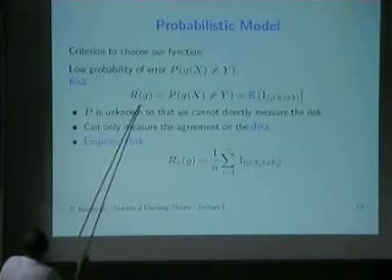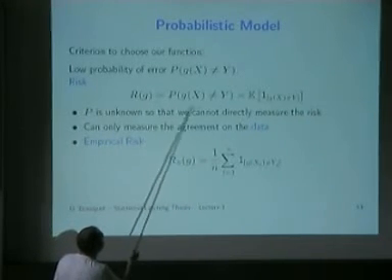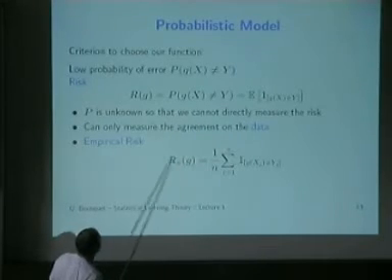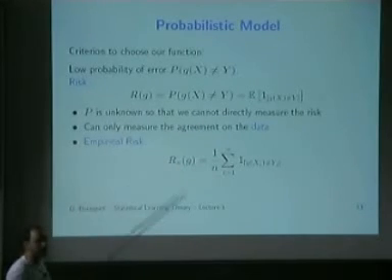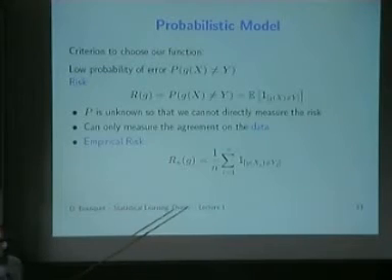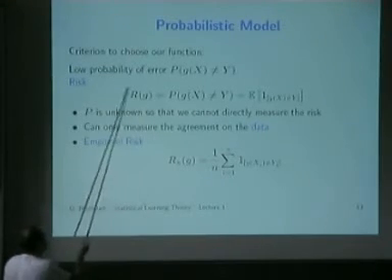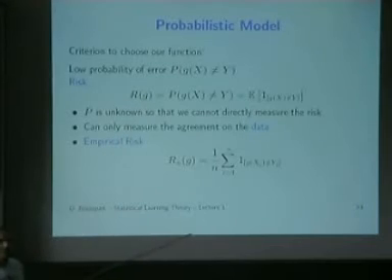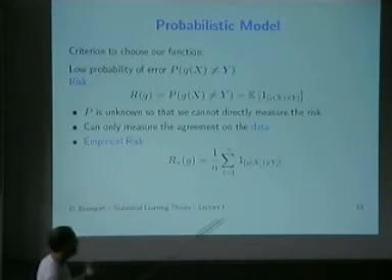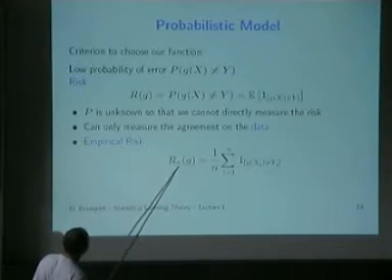Okay, but of course we don't know P. That's the problem. So we cannot really compute this quantity. We cannot measure it. So how can we say whether a function is good or not? The only thing that is available to us is the data, and the data is sampled from it. And so what we can do, instead of computing this risk, is compute what is called the empirical risk, which means the agreement of our function g with the data that we observe. And that's what is called the empirical risk, Rn of g.